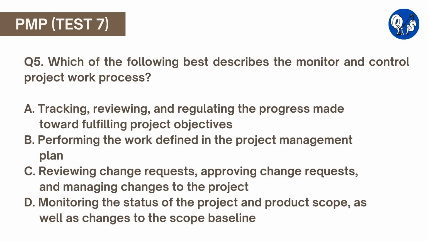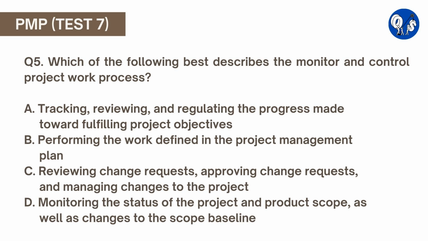Question number 5. Which of the following best describes the monitor and control project work process? A. Tracking, reviewing, and regulating the progress made towards fulfilling project objectives. B. Performing the work defined in the project management plan. C. Reviewing change requests, approving change requests, and managing changes to the project. D. Monitoring the status of the project and product scope as well as changes to the scope baseline. Here option A is correct.